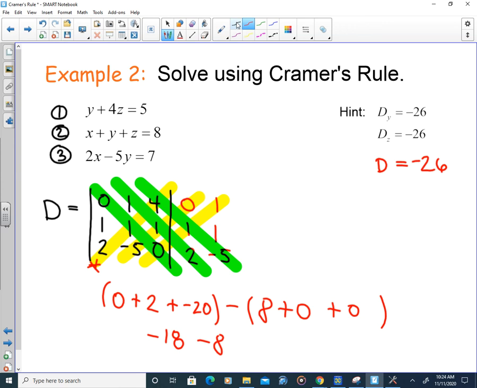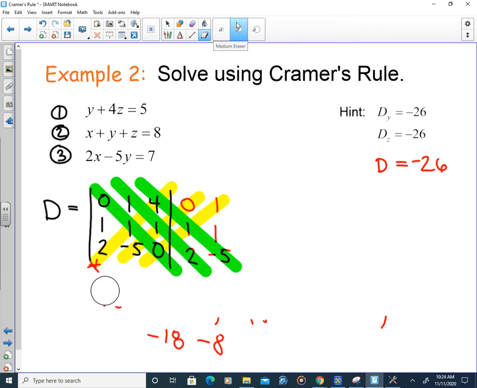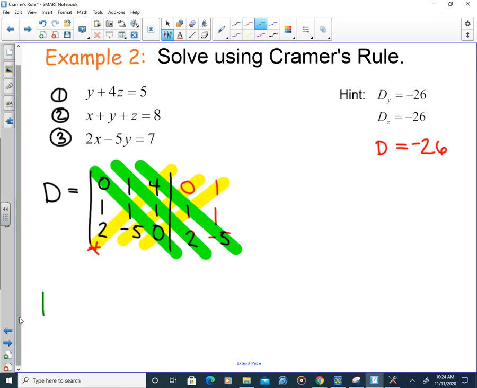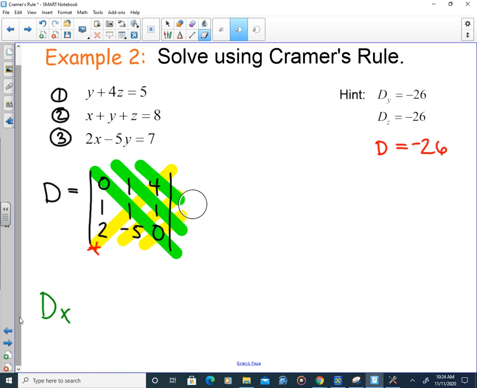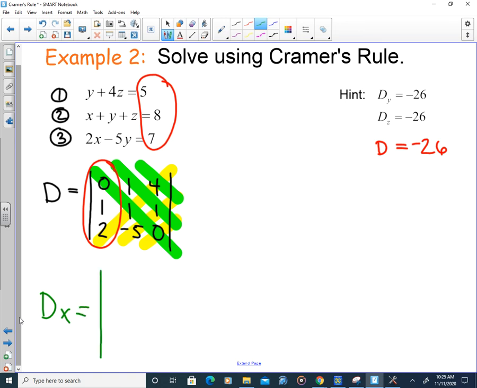Okay? So now what do we want to do? We want to find D of X. So let's find D of X now. Just like you did yesterday, what you do is write out D of X first. Okay? So remember, this matrix here is my D matrix. How do you find D of X? Well, you take out the X coefficients and replace them with these numbers. So D of X would equal the following matrix. 5, 8, 7, and then these are all the same.